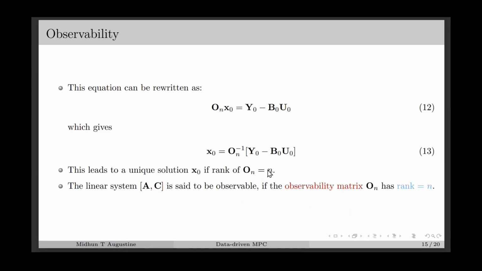And this leads to the definition of observability, which states that the linear system is said to be observable if the observability matrix, On, has rank n. Now in the case of linear MPC, we assume the system is controllable and observable.